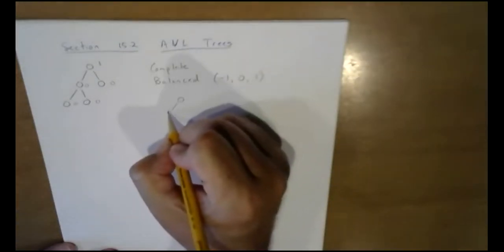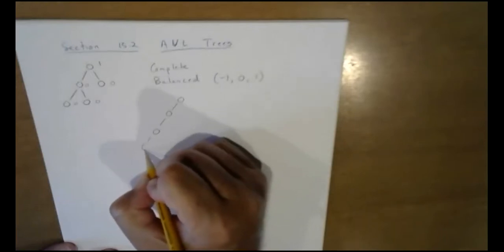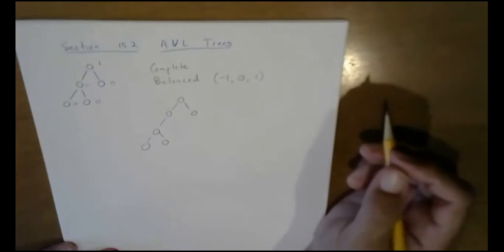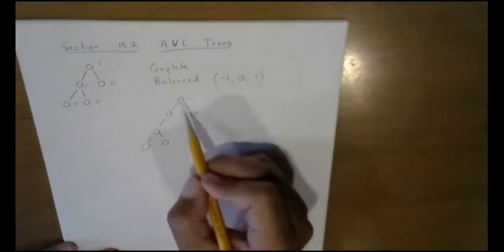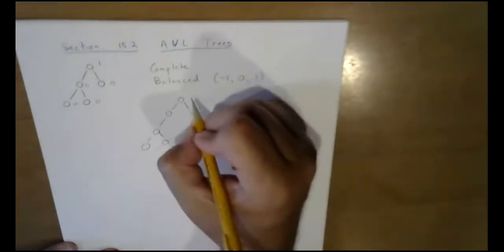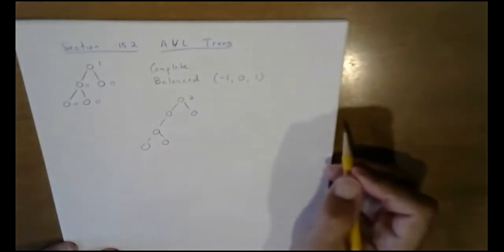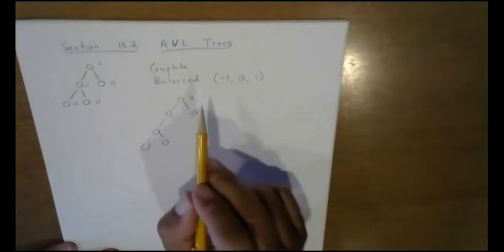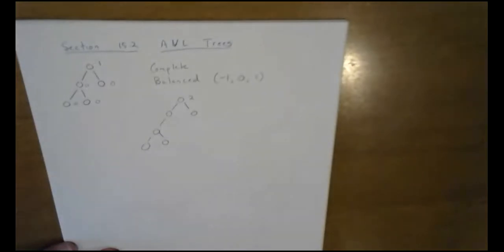If I looked at this tree, is it balanced? Oh, 1, 2, 3. Yeah, this guy right here is a 2. So he's a problem. Okay. And then I could go through and fill out, but as soon as I see a 2, I know I have a problem.